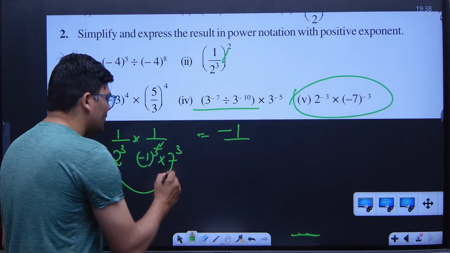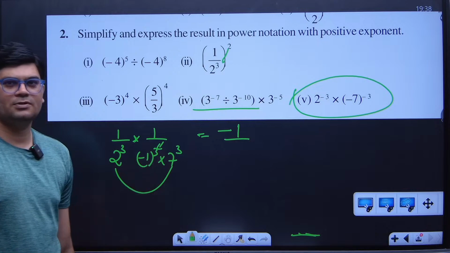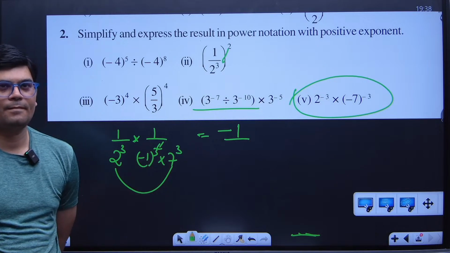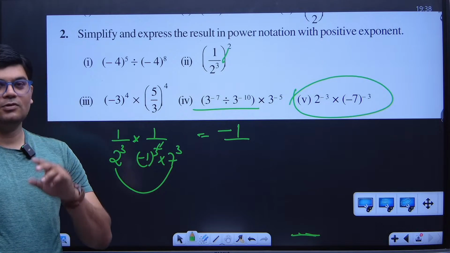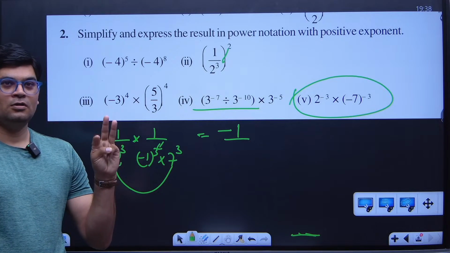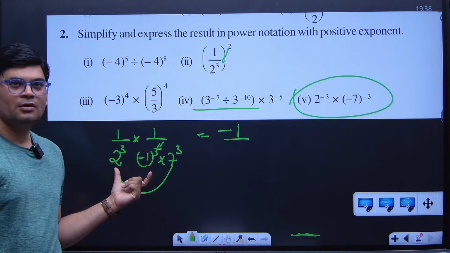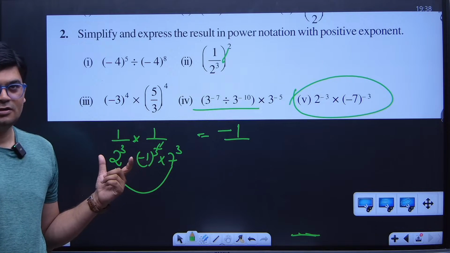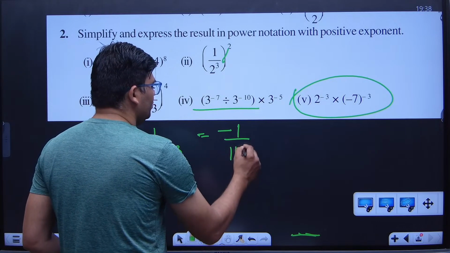Now which law can you apply with these numbers? The addition. No, the third law. The third law says if the power is the same, the bases are multiplied first. Okay? So you can write minus 1 by 14 to the power 3.